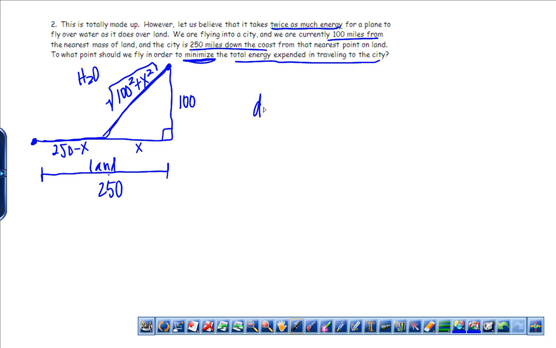Okay, so I would say the distance is twice over water. Remember, this is over water. So I'm going to say twice times the square root of 100 squared plus x squared. And I'm going to add that to going over land, and that would be 250 minus x. Okay, I would just plug this into my calculator, into y1, and find my minimum.